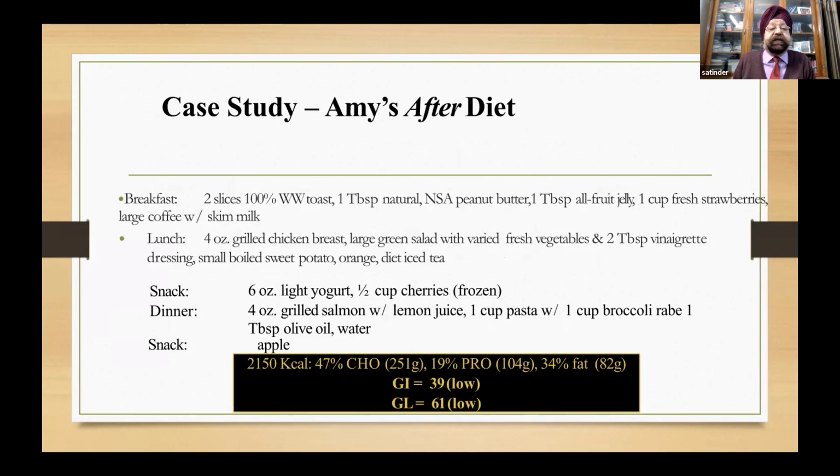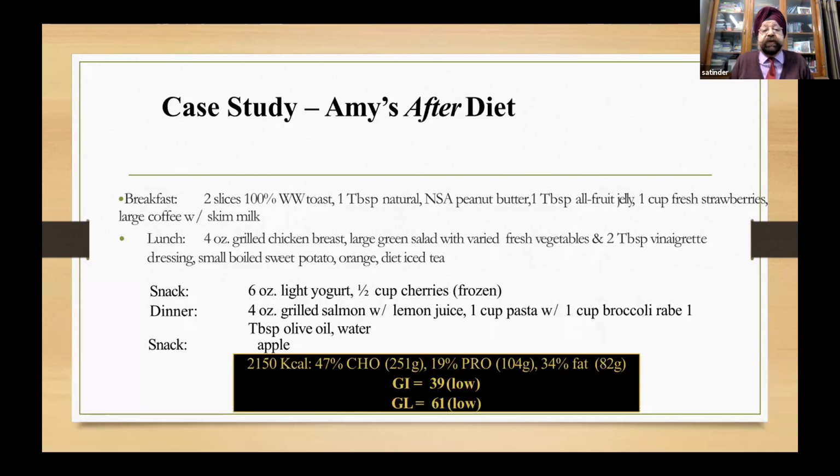Lunch, similarly, the beef is changed to lean meat, chicken breast, a large green salad with varied fish and vegetables, and then 2 tablespoons of vinegar dressing, vinaigrette, and a small boiled sweet potato. Orange diet. The snack is changed from those chocolates to yogurt and half a cup of cherries, and the dinner too.